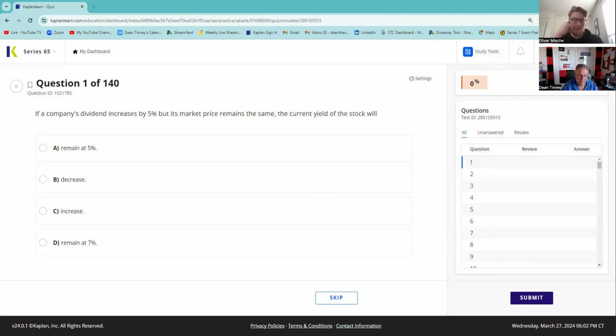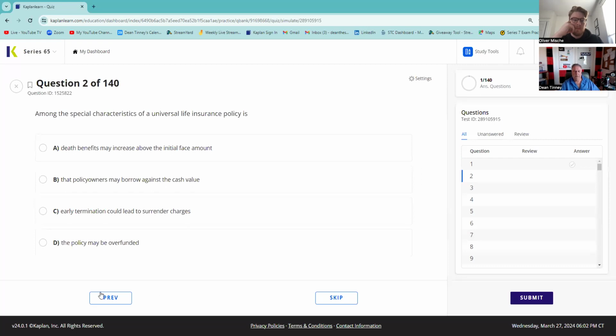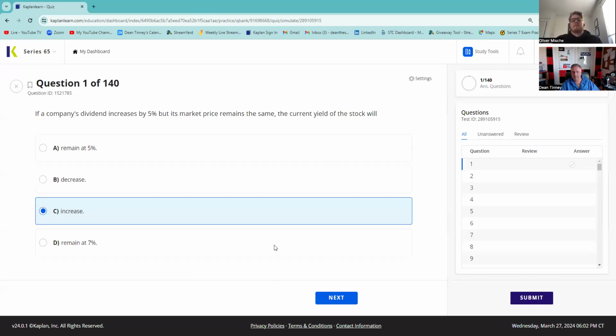If a company's dividend increases by 5%, but its market price remains the same, the current yield on the stock will... Increase. Yeah, excellent. What it pays us is more, and current yield is what it pays us divided by what it costs us. So excellent.